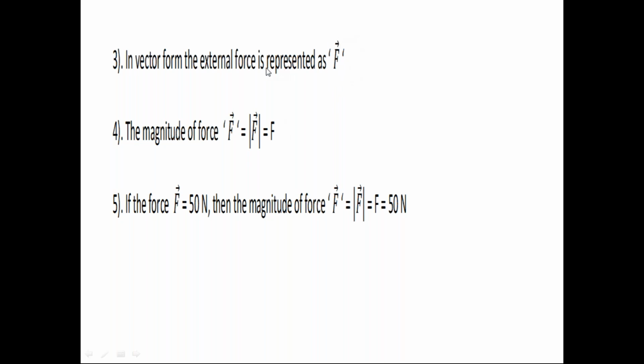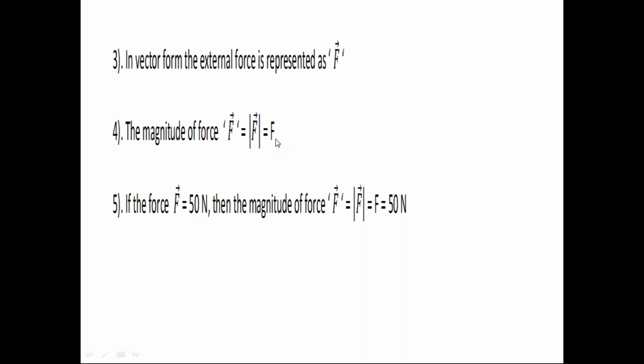In the vectorial form, the force is represented as F bar. Then, if I need the magnitude of force F bar, take that force in the modulus form. If I take this force vector F bar in the modulus, I will get only the magnitude of force, which is taken as F. So F bar is the force vector, whereas F is the magnitude of force F bar. By taking this force vector in modulus form, you will get the force magnitude.